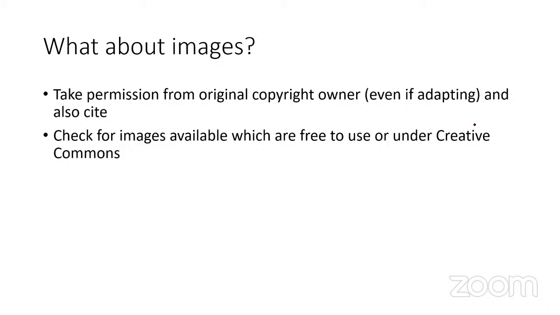Okay. So basically, when you get an image, you need to go to the image, see what the permissions are, what is required exactly, and do accordingly. So if you need permission, you need to go take permission from the copyright owner, which might be either the publisher or the author. Or if they say that it's enough to cite, you can do that, but you need to actually cite the original author of the image.